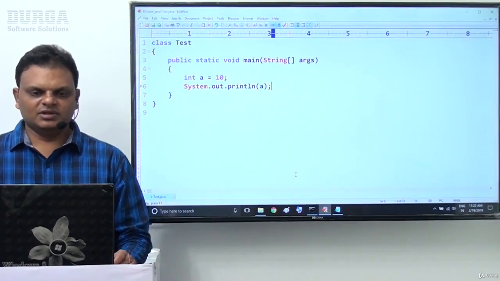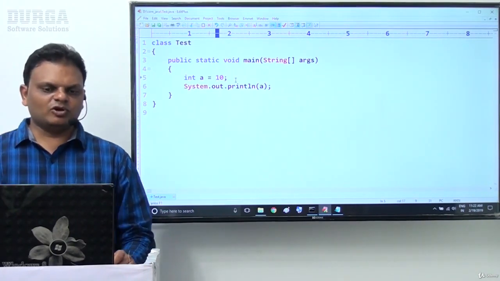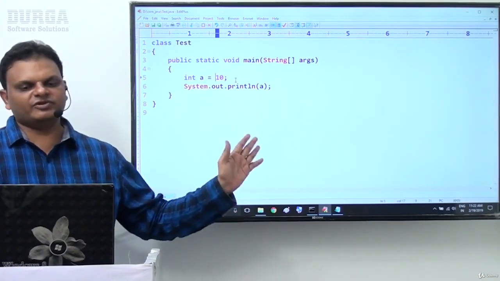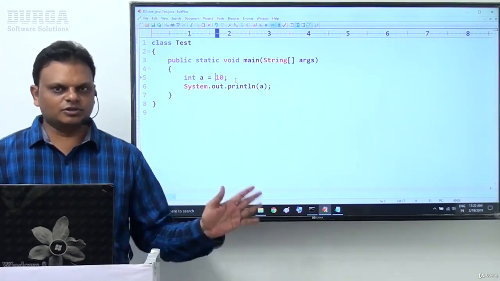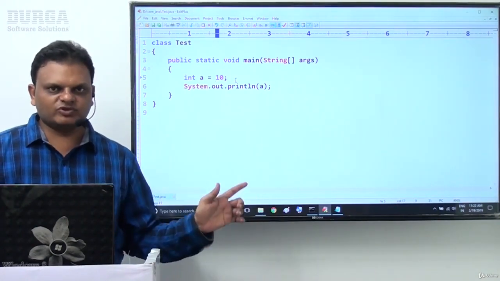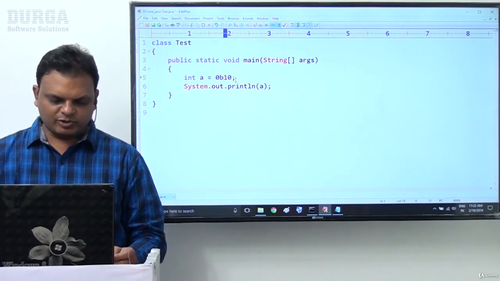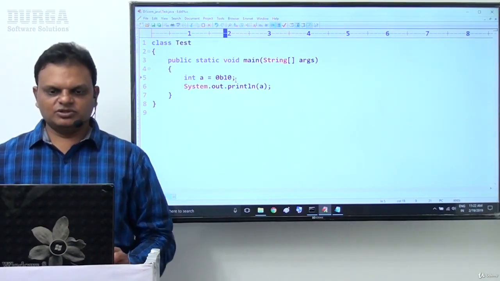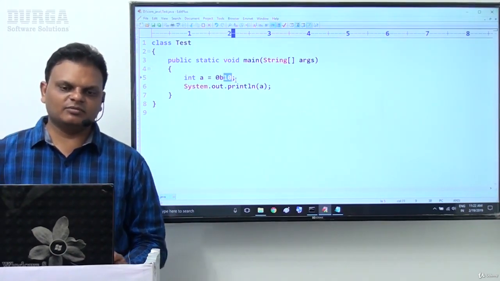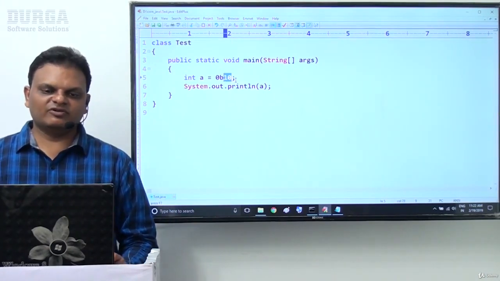Now I want to make this number a binary number. If you want to make this number a binary number, first of all make sure this number is prepared with zeros and ones. After that, this number must be prefixed with either 0 small b or 0 capital B. This time I provided 0 small b as the prefix, so this number is a binary number. Now tell me what is the decimal equivalent for this number?